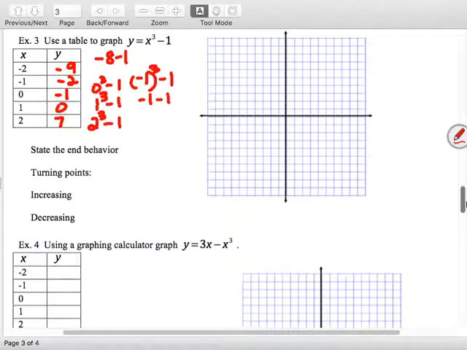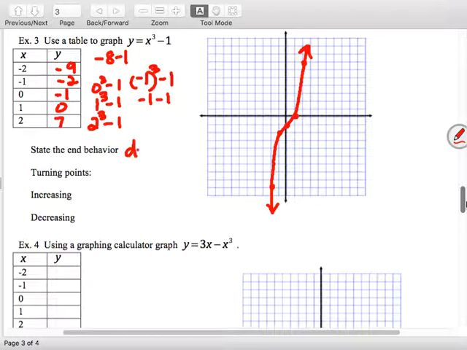I have 2, 7. I have 1, 0; 0, negative 1; negative 1, negative 2; negative 2, negative 9. Okay, hey, this is really cool. It looks like what we were getting on the graphing calculator, okay? So, what would be the end behavior? How do you describe it?